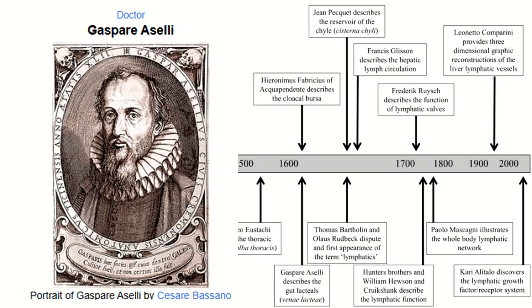And it wasn't until the Renaissance that things began to shift again. In the 16th and 17th centuries, a growing acceptance of human dissection led to anatomical breakthroughs. And in 1622, Gaspar Aselli made a significant discovery: lacteals in the mesentery of dogs. These milky lymph vessels that we now call initial lymph vessels were soon also identified in humans.